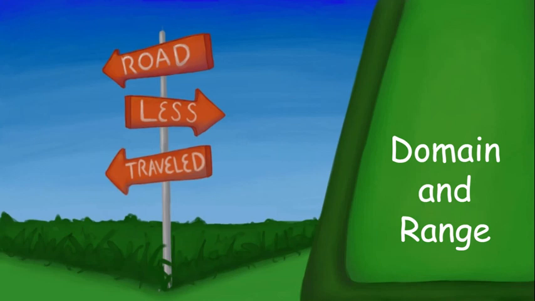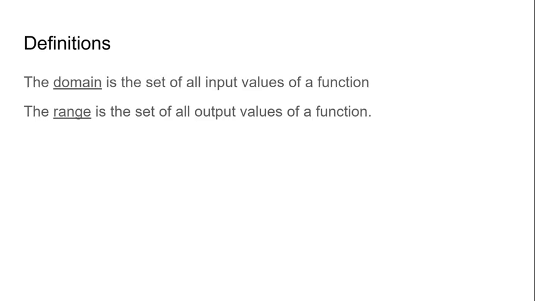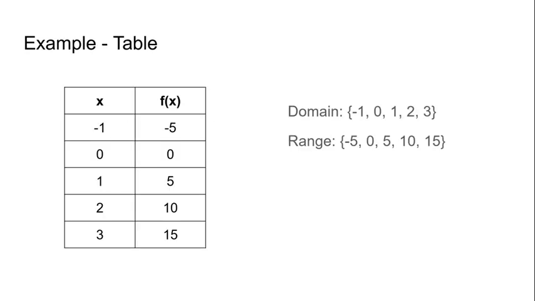Hello everyone and welcome. In this lesson we're going to be finding the domain and range of functions. The domain of a function is the set of all input values, and the range is the set of all output values. Here we have a function represented in the form of a table, and our input values are listed on the left side of our table, the output values on the right.